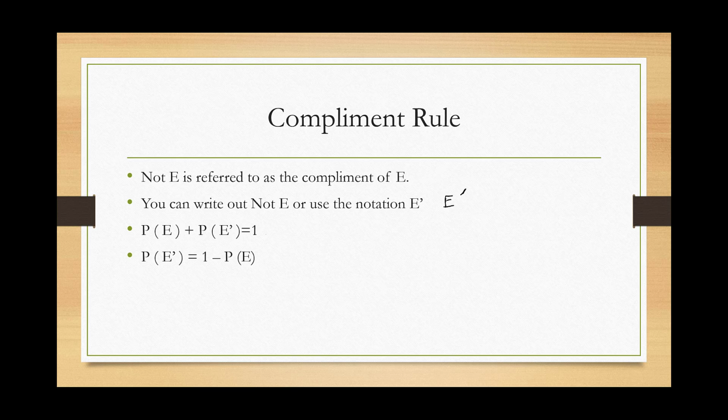It's kind of like the A. Either you get an A or you don't. You get an F or you don't. I can rearrange this equation and solve for E complement. So the probability of E complement is 1 minus the probability of E. Sometimes that makes our life easier. It gives us a little shortcut, so we'll use that when it is convenient.